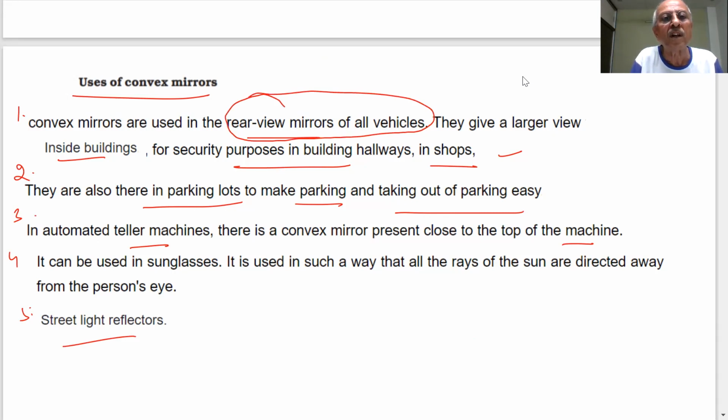What are those mirrors? Convex mirrors. So you can get a complete and full picture of distant objects in which mirror? Convex mirror, not in plane, not in concave, but in convex mirror.